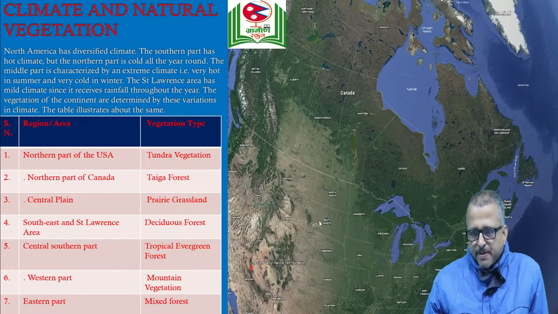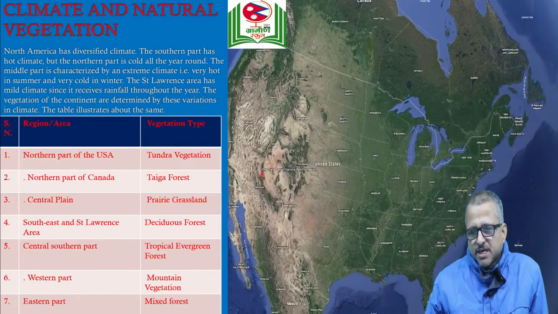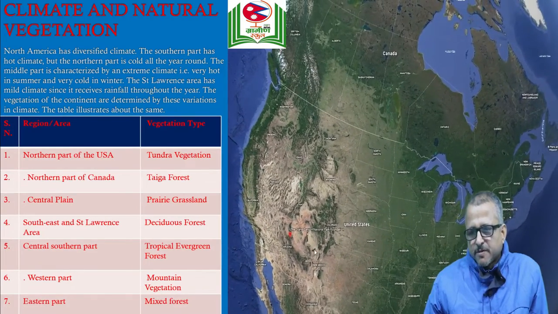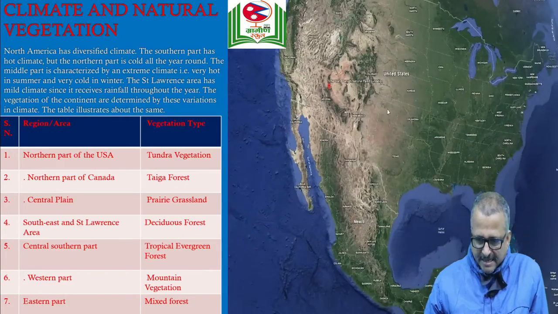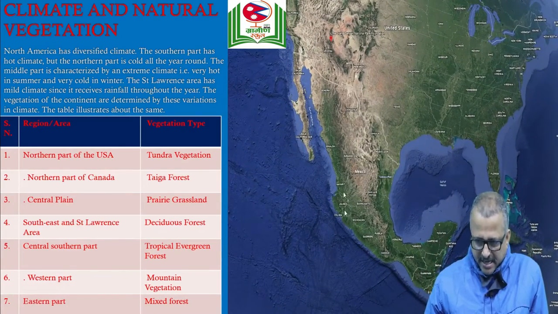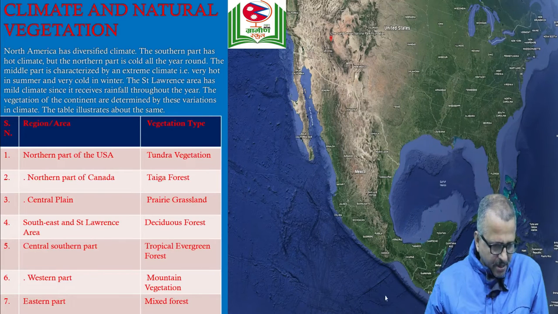The central plain is a prairie, a temperate grassland. It is found in North America, originating from Hudson Bay to the Gulf of Mexico at the central part between the eastern highland and western highlands. From the southeast of St. Lawrence, this eastern part contains deciduous forest. The central southern eastern part is called tropical evergreen forest. In the southern part, Costa Rica, Nicaragua, Belize, and Honduras, this area contains tropical evergreen vegetation.